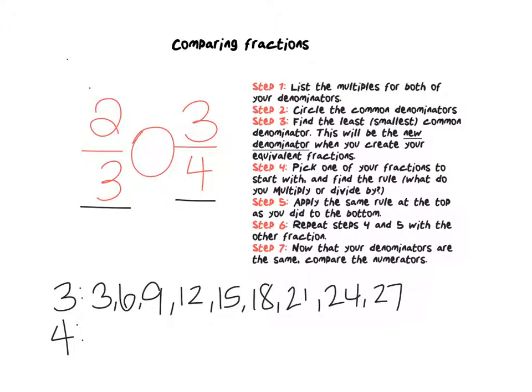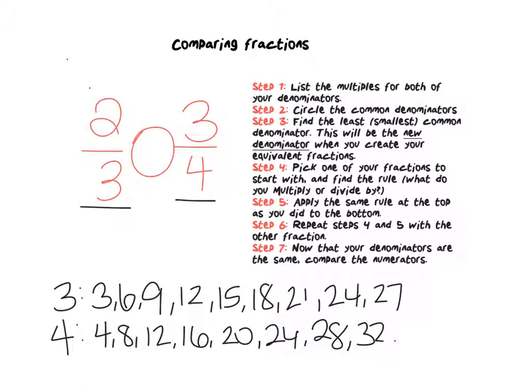Now I need to list my multiples of 4. So those are 4, 8, 12, 16, 20, 24, 28, 32, and 36. So I'm going to check off step 1. And now I need to do step 2.